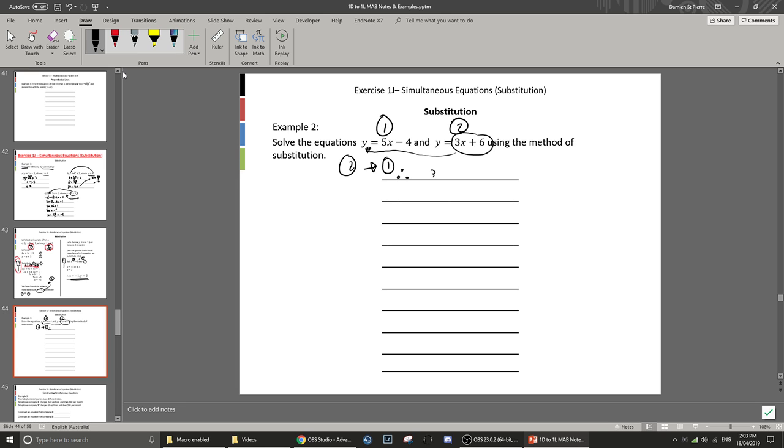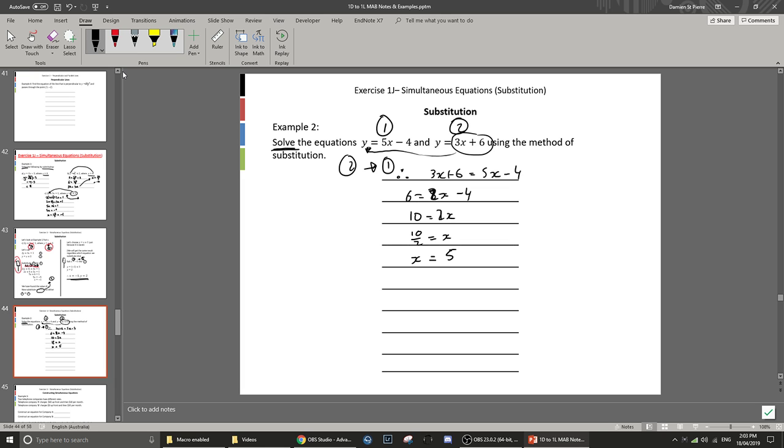Therefore, we can say 3x plus 6 is equal to 5x minus 4. Now it's a matter of getting like terms. I'm going to move 3x over this side because it's smaller, and that'll work out quite nicely. So we're going to get 6 equals 2x minus 4. So we're going to get 10 equals 2x, and we get 10 on 2 is equal to x, so x is equal to 5.